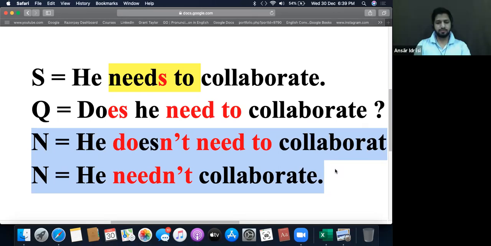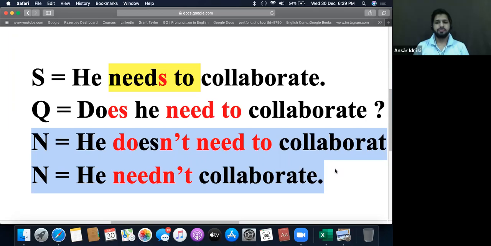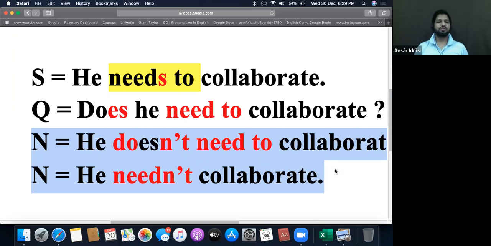Yes. He needs to explain. Does he need to explain? He doesn't need to explain. Good. She needs to read the newspaper. Does she need to read the newspaper? She doesn't need to read the newspaper. Good. He needs to know process. Does he need to know process? He doesn't need to know process. Correct. He needs to know the process. Does he need to know the process? He doesn't need to know the process.